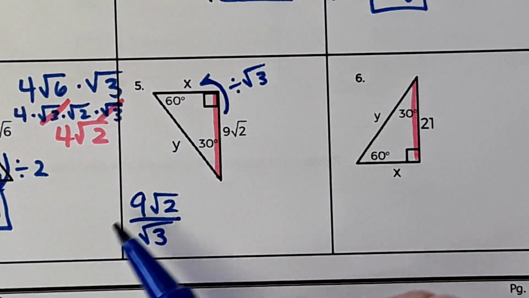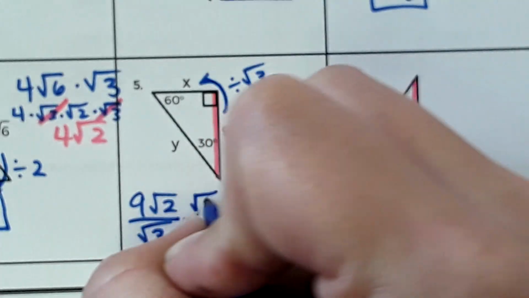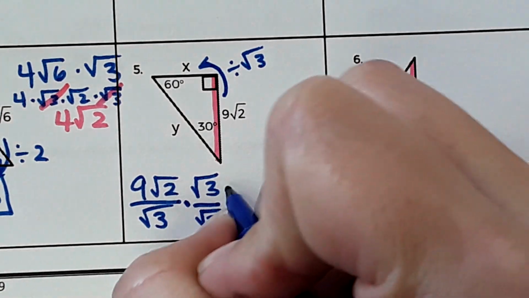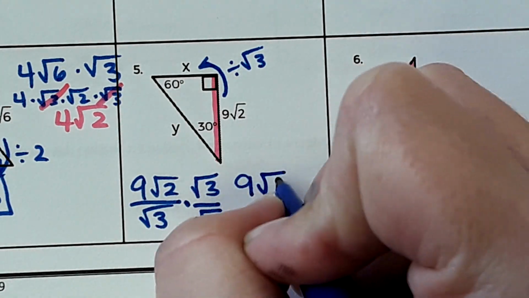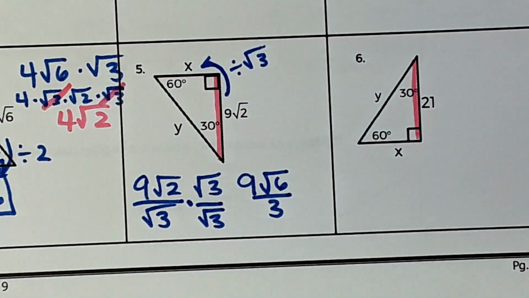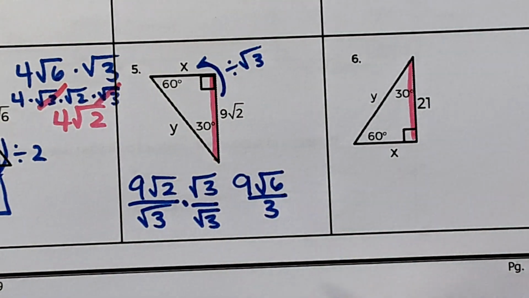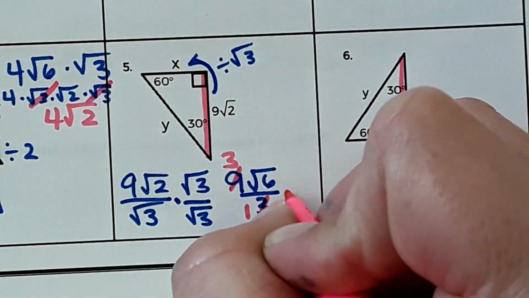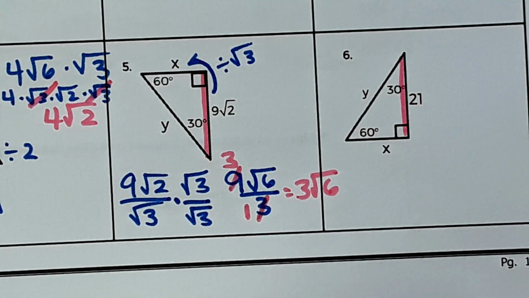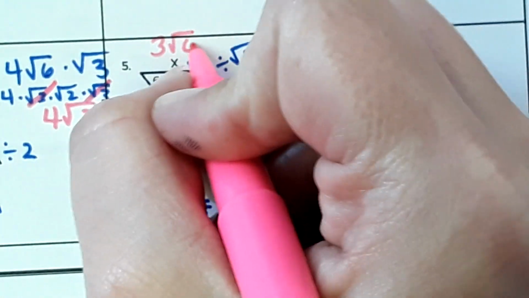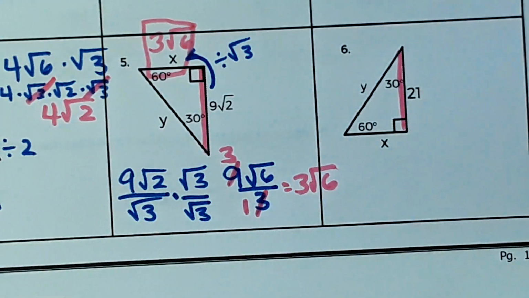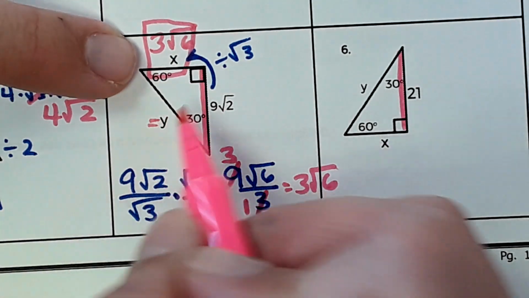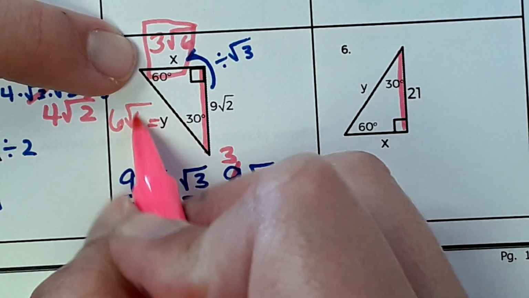I can't keep the radical as a denominator, so I times it by this. 9 square root of 6 over 3. Then divide both of these by 3 to get 1 and 3. Get 3 square root of 6. Okay, so 3 square root of 6 is the short side, and then you can just double that to get the long side. So this would be 6 square root of 6.